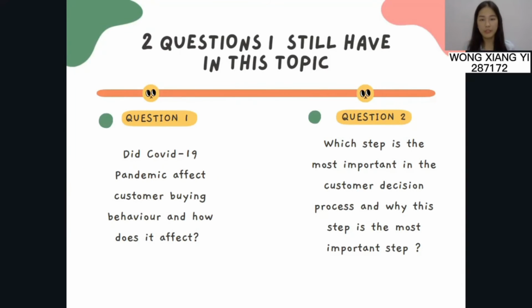I have 2 questions in this topic. The first one is, did the COVID-19 pandemic affect customer buying behavior and how did it affect it? And my second question is, which step is the most important step in the customer buying decision and why is this step the most important step?